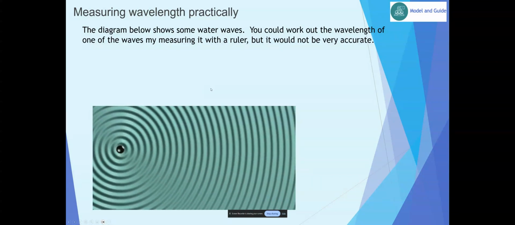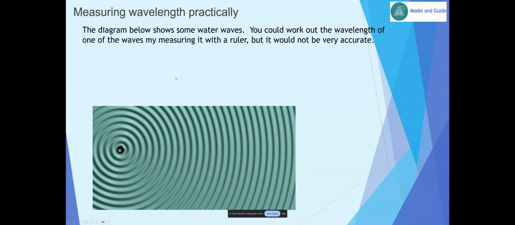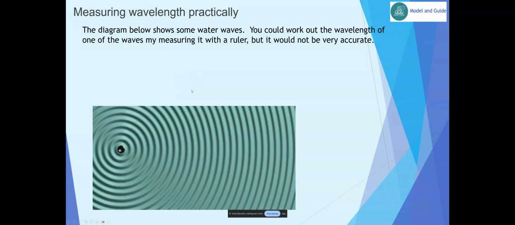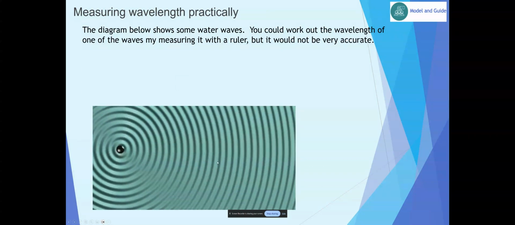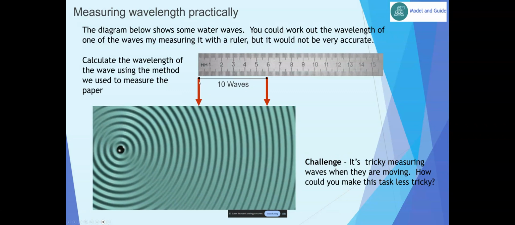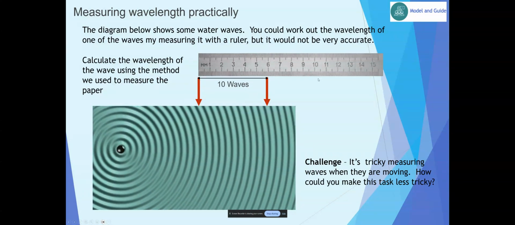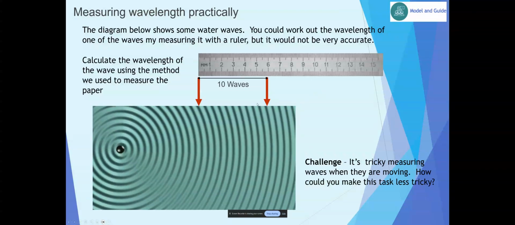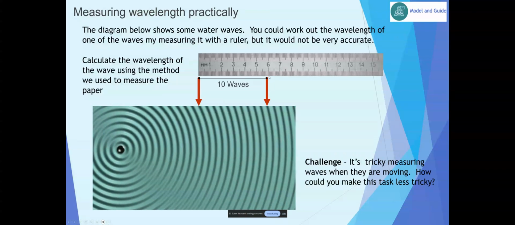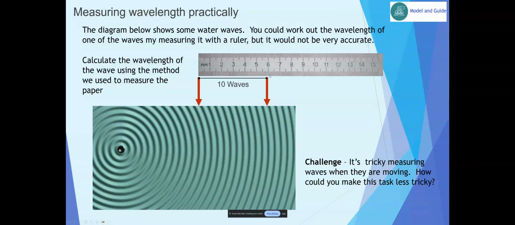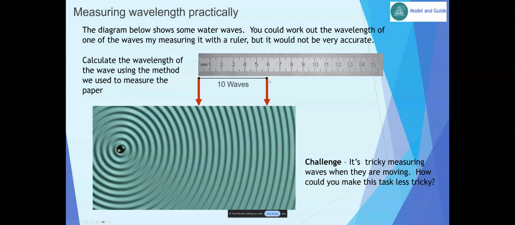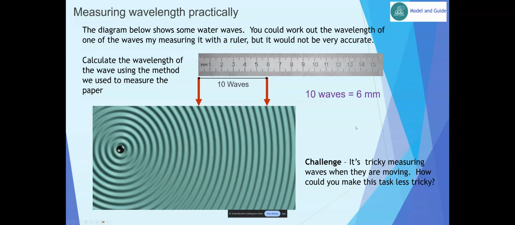So the first thing we would do is pause it by taking a photo. Once we've paused it by taking a photo, we would then measure 10 waves. We would measure more waves just like we measured more pieces of paper. Here we can see 10 waves is 6 millimeters. So we would do 6 millimeters divided by 10.